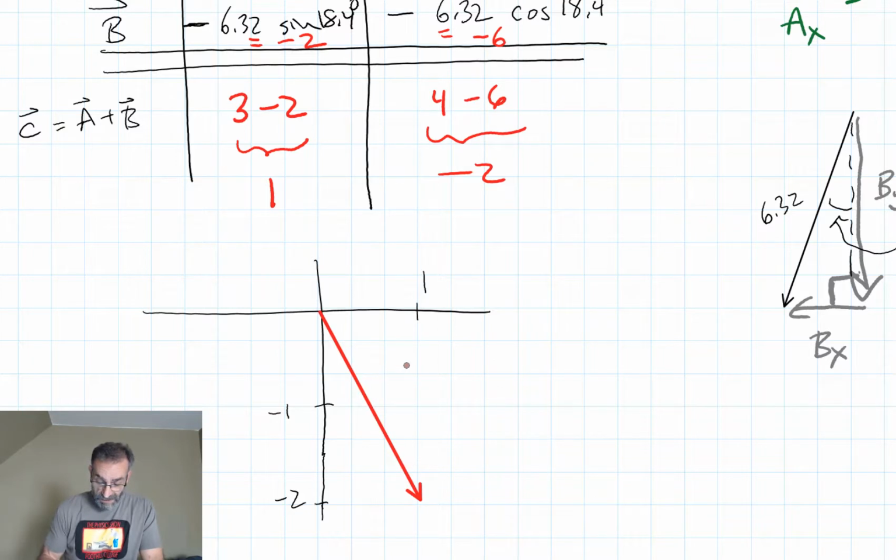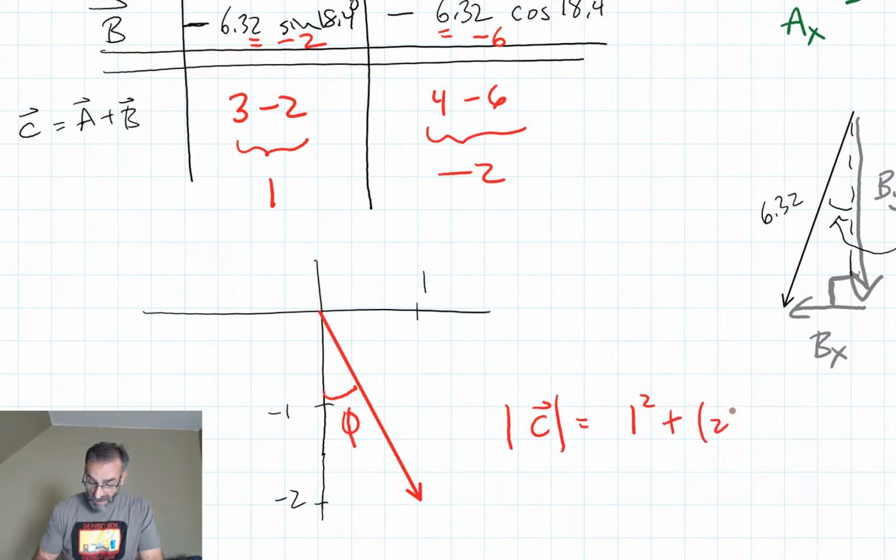And that's my C vector. So now I need to find an angle somewhere. I think I picked this angle earlier. I'll stick with that. So I know C is going to have a magnitude of the square root of the x component squared plus the y component squared. And that angle is going to be the inverse tangent of 1/2.